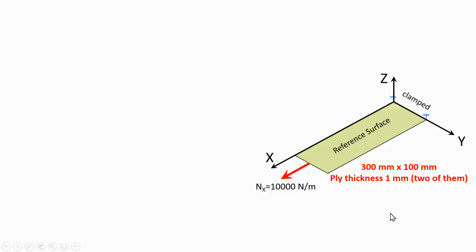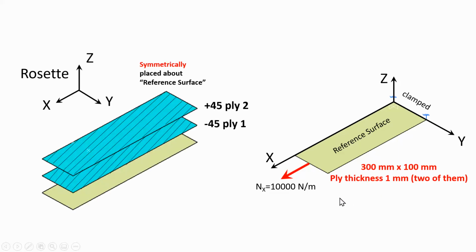So we have a 300 millimeter by 100 millimeter rectangular laminate, but it's made of two plies, 1 millimeter each, and one end of this laminate is clamped, and the other end is subjected to an in-plane load of 10,000 Newton per meter.